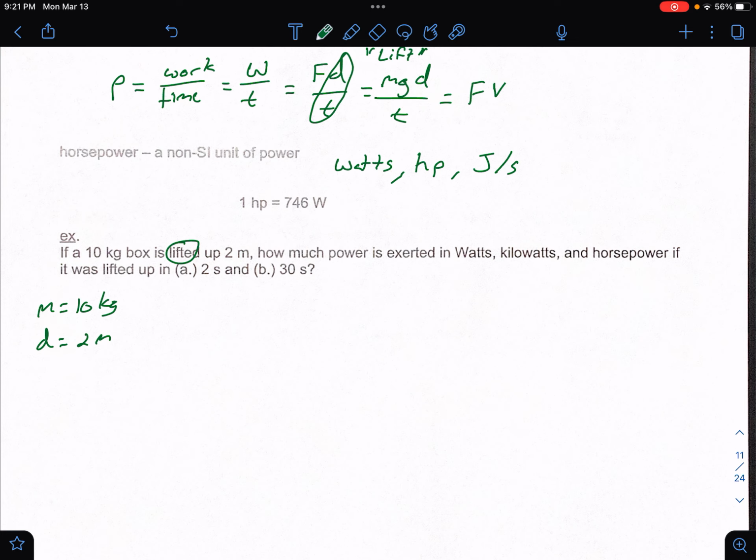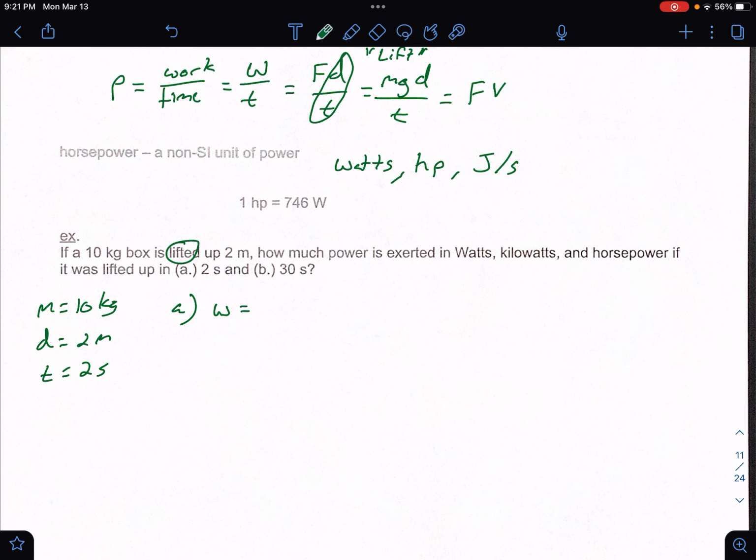If it was lifted in version A, time A would be 2 seconds. Time B will be 30 seconds. So we'll just do version A first. I'm looking for power, so P is our question mark. Power is work divided by time. I have time, 2 seconds, but I don't even have work, so we're going to figure out what work is first.